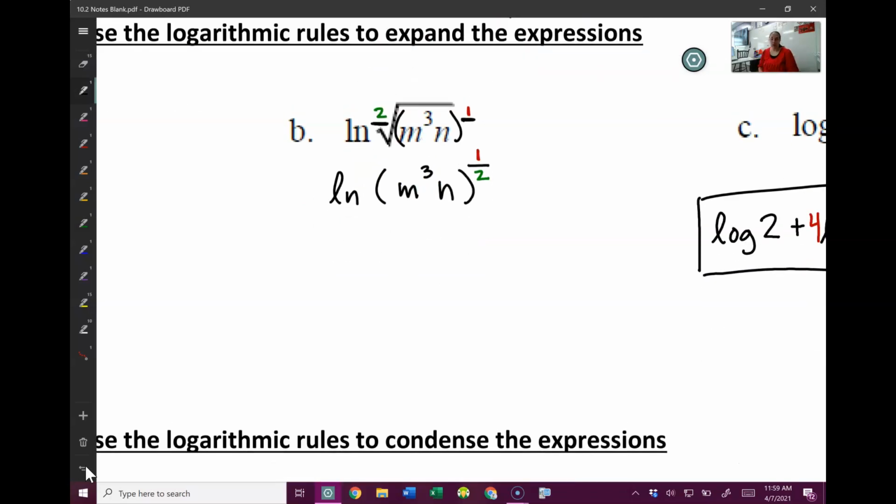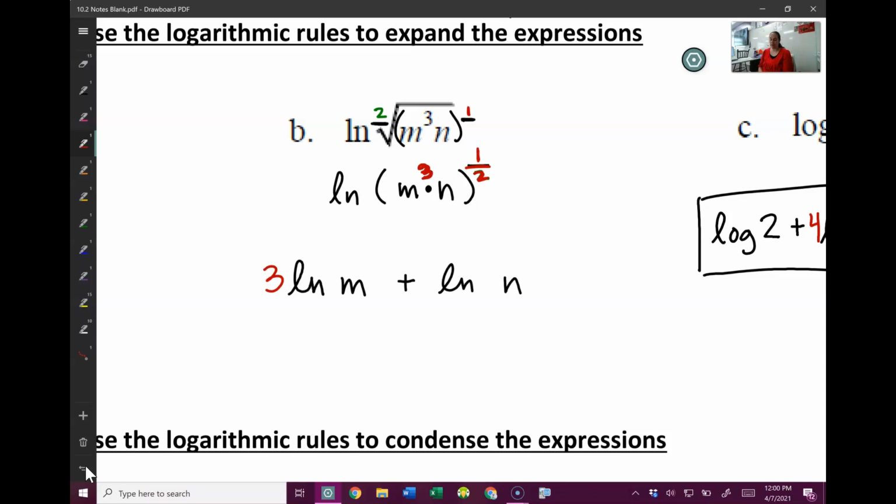Now we can do our rules. So remember, for this first step, totally ignore the exponents. We'll come back to the exponents at the end. So we're going to start with ln of m, and m is timesing n, so I'm going to change that to addition, ln of n. Now I'm going to deal with the exponents. I have this 3, and I have this 1/2. Well, the 3 belongs to the m, so it's going to go in front of the m.